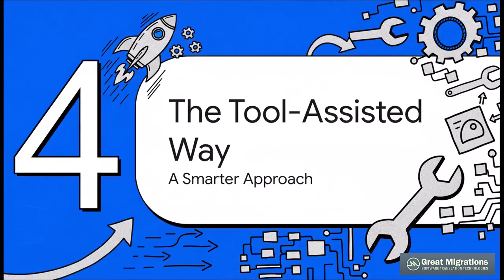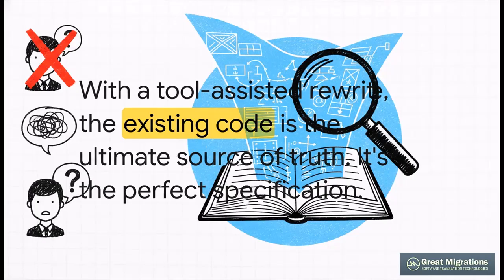But what if there was a better way? This is where the tool-assisted approach comes in. It's a faster and honestly a much smarter path to modernization. So the first huge shift in thinking is right here. With a tool-assisted rewrite, you don't need all those months of interviews to guess what the system does. Why not? Because the existing source code is the ultimate source of truth. It's already a perfect, detailed specification of exactly what that application does.